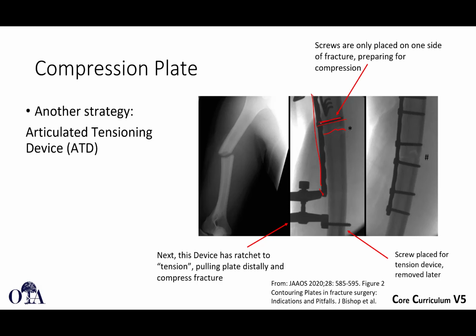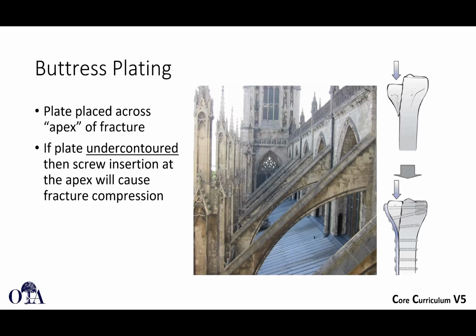You have fixation here. Maybe there's fixation up here, and you want to compress this way, right? So there's no screws on this side here, but instead, you put this tensioning device that has to lock into the bone. And then you turn this knob and it causes this to get pulled this way. And then once it's compressed, you go ahead and fix here, and then you take this device off. So that is another way you can achieve compression using certain devices like an articulating tensioning device.